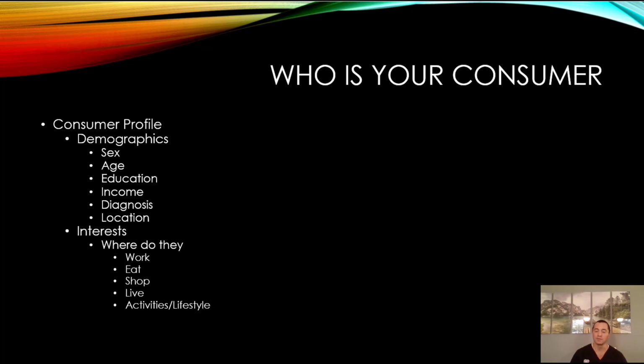Other things that you might want to try and get a hold of, if you can, are your patient interests. So where are they working? Are you noticing any trends in where they're working, where they eat, where they shop? We already talked about where they live. That's the location aspect of it. What kind of activities or lifestyle things are they interested in? For maybe depression patients, are there any support groups in your town where they might be located? Because that could possibly be a place where you could do some advertising, or maybe go and do a free educational presentation at one of those support groups or conferences, things like that.